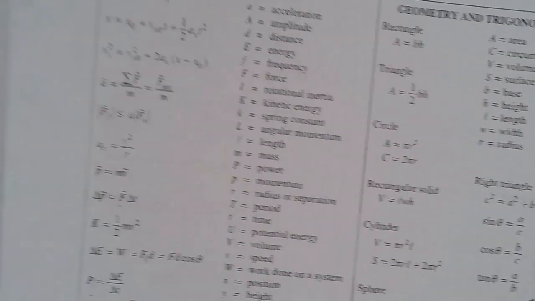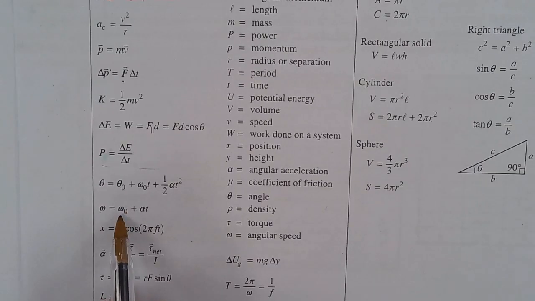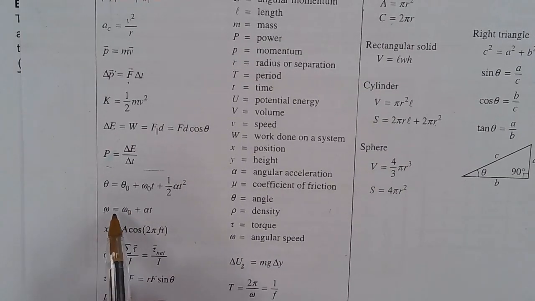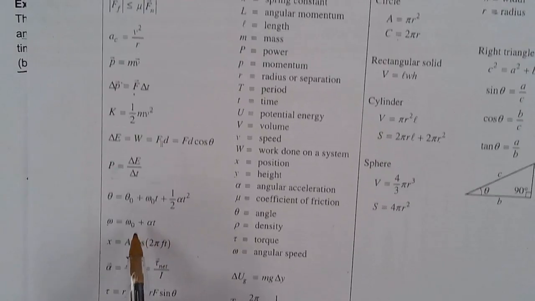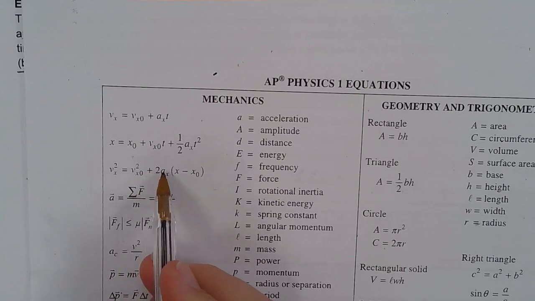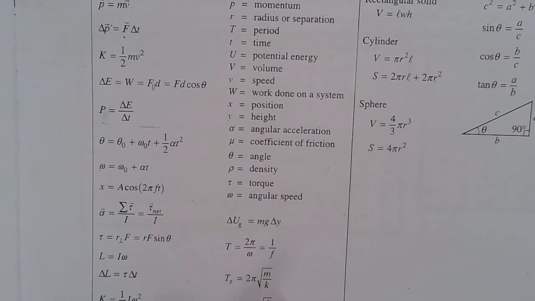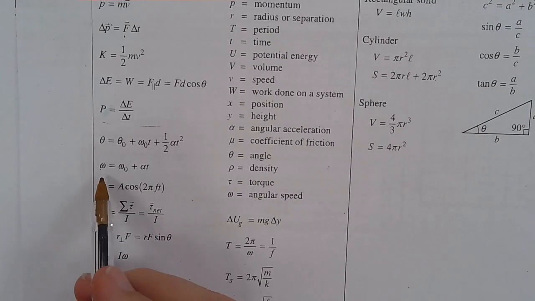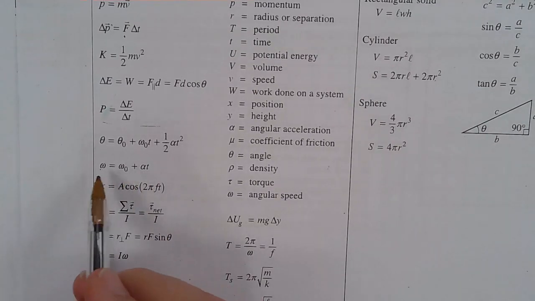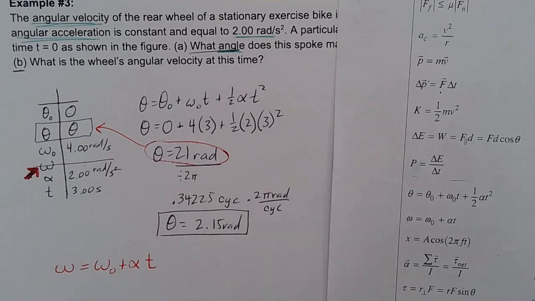So I go back to my equation sheet, and I can use any of the equations that have omega. This one right here definitely has omega in it: omega equals omega naught plus alpha t. I could also use this one with omega squared equals omega naught squared plus 2 alpha (theta minus theta naught). But you're probably saying, no, Mr. Baldwin, don't do that, because you recognize that this one is easier. So we're going to use omega equals omega naught plus alpha t.